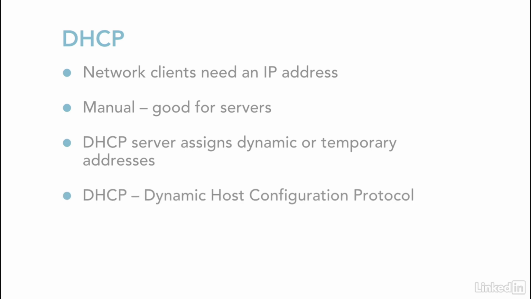DHCP, or Dynamic Host Configuration Protocol, usually runs on a router, but it can run on a separate server as well. DHCP keeps track of addresses that are in use and responds to requests from new clients with an address to use. And it can provide some configuration information to its clients.